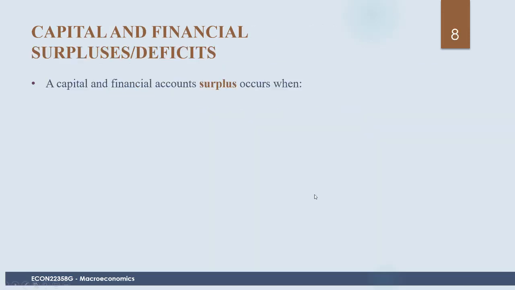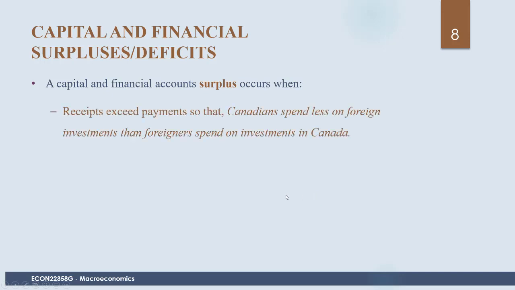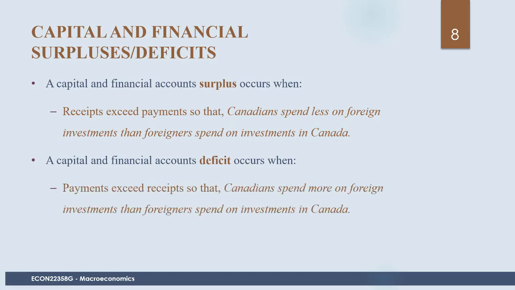So a capital and financial account surplus occurs when, again, you would have receipts exceeding payments. In words, it would mean Canadians spent less on foreign investments than foreigners spent on investments in Canada. So if a lot more people invest in Canada than we invest abroad, then there is more money coming in, so we have a surplus. A capital and financial account deficit occurs when you have payments exceeding receipts, and so Canadians spend more on foreign investments than foreigners spent on investments in Canada.